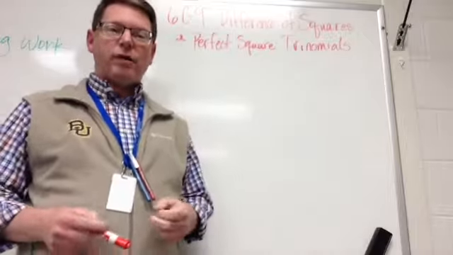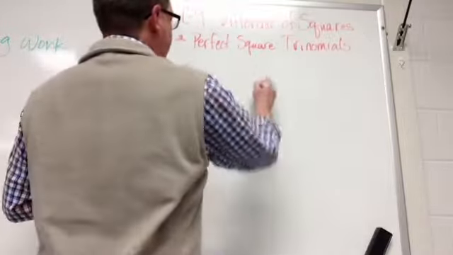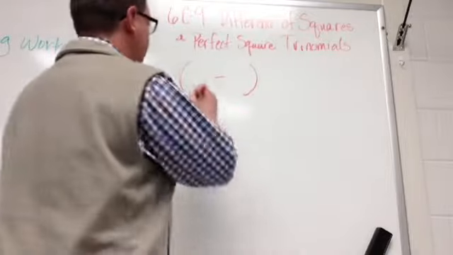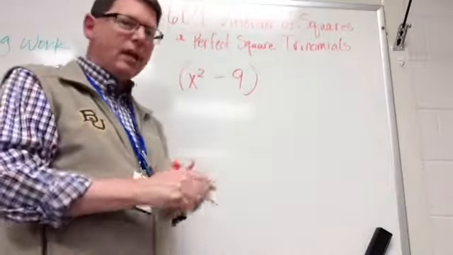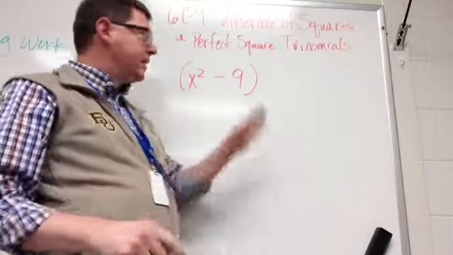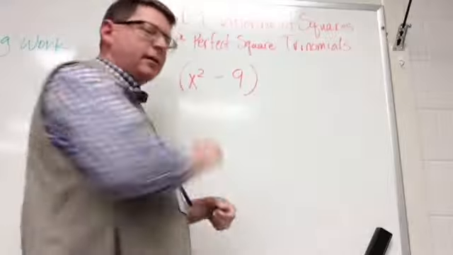A difference of squares is just what that says. A difference, which means there's a minus sign, between two perfect squares. For instance, we could have x squared minus 9. X squared is a perfect square because it's squared. 9 is a perfect square. 3 times 3 is 9. And there's a minus sign between them.